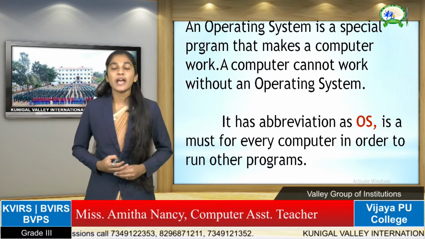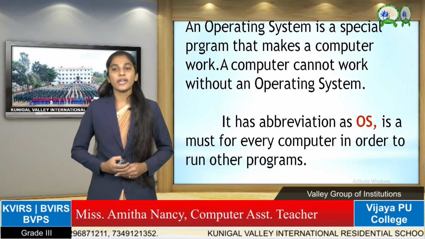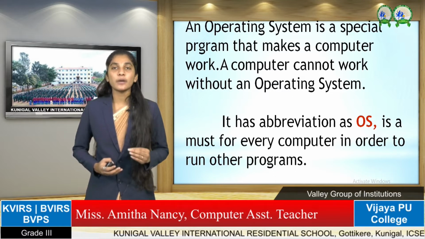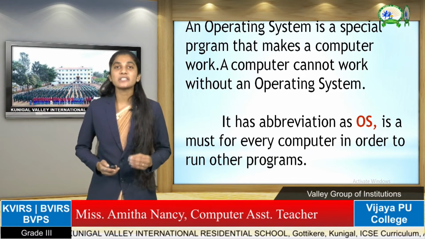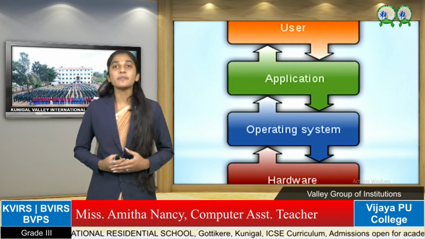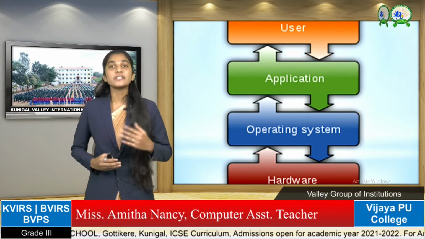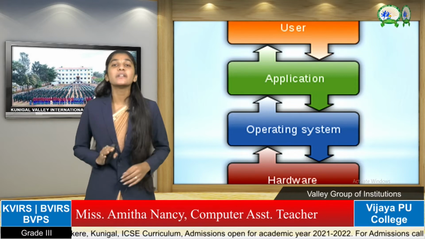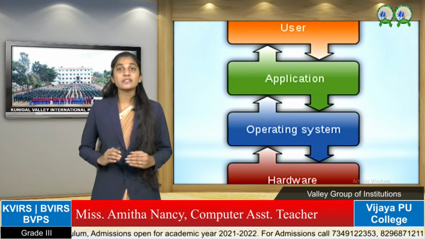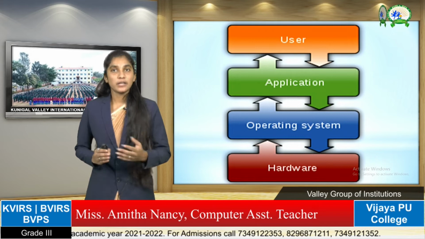It has the abbreviation OS. Operating system is shortly called OS. It must be in every computer. Every computer must contain an operating system in order to run programs. Operating system acts as an interface between the user and the computer. So if you want to interact with the computer, without the operating system you cannot interact with the computer. So it acts as an interface, a bridge between the user and the computer.